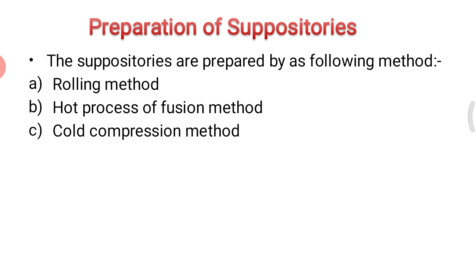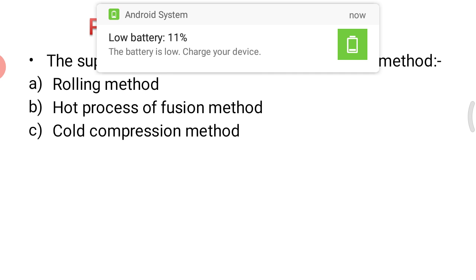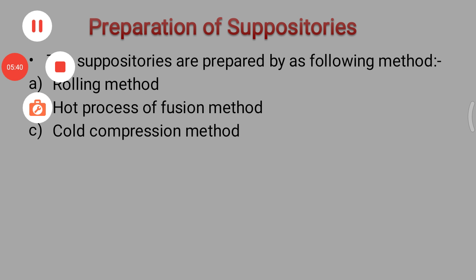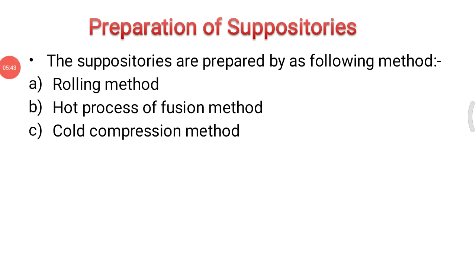Now in this lecture we discuss the next main point of suppositories, that is the preparation of suppositories. Suppositories are prepared by the following three methods: first the rolling method, then the hot process or fusion method, then the cold compression method. These are the three methods used for the preparation of suppositories. Now let us discuss them one by one.